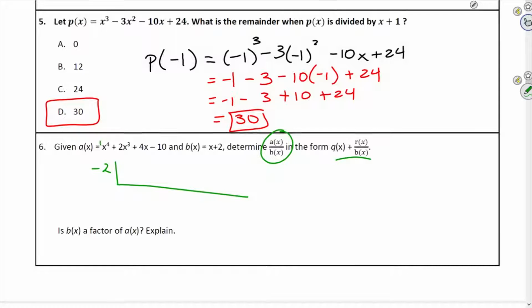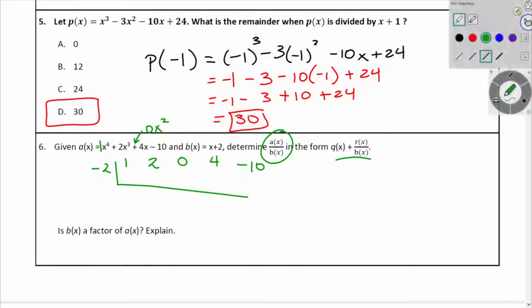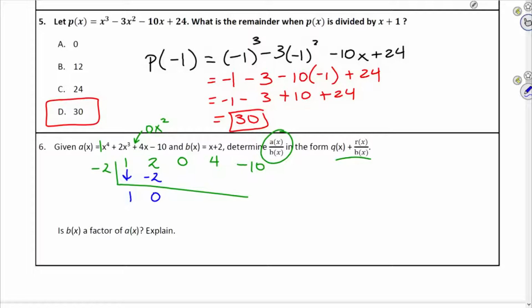I'll pull off the coefficients here. I have 1 and 2, and be very careful because there's a 0x squared that's not written. So a 0 goes here, and 4 and negative 10. Using our synthetic division rules, drop the 1 down. Negative 2 times 1 is negative 2. 2 minus 2 is 0. Negative 2 times 0 is 0. 0 plus 0 is 0. Negative 2 times 0 is 0. 4 plus 0 is 4. Negative 2 times 4 is negative 8. And negative 10 minus 8 is negative 18.